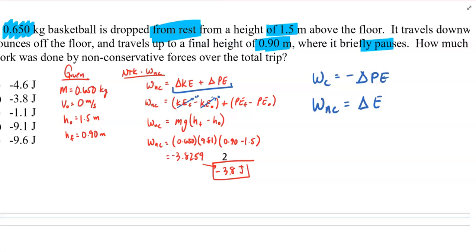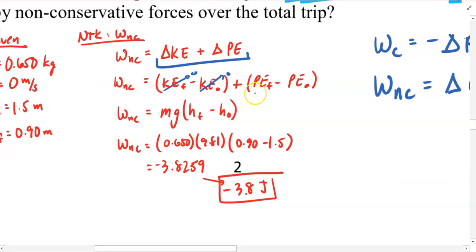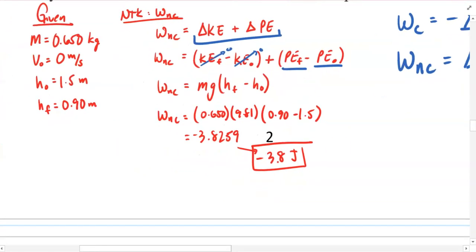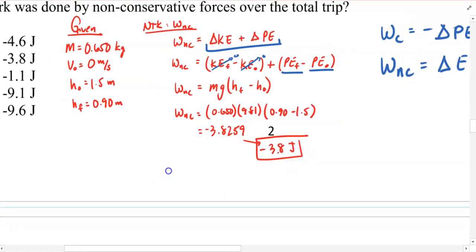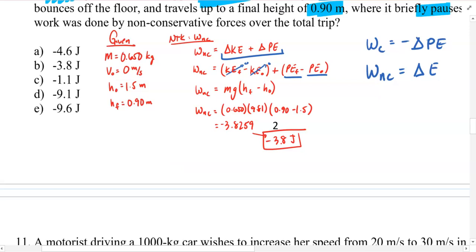And the potential energy at its peak was the initial position. The potential energy at the 0.9 meters was its final position. So if we make the proper substitutions, we then determine that the work that's being done is negative 3.8 joules. And so again, for the non-conservative forces, this would not be gravity, but most likely friction or air resistance or something like that.